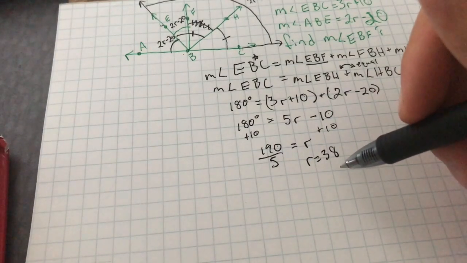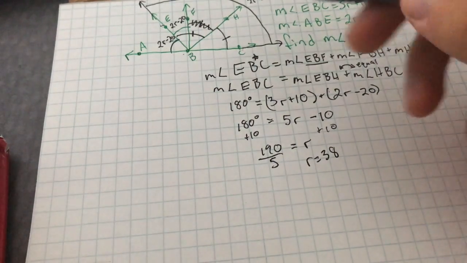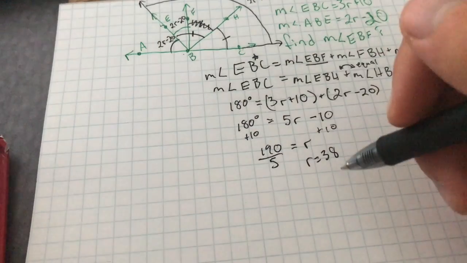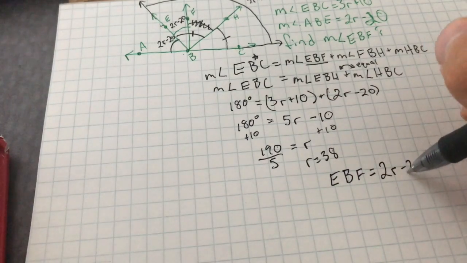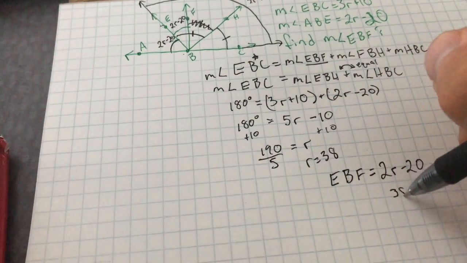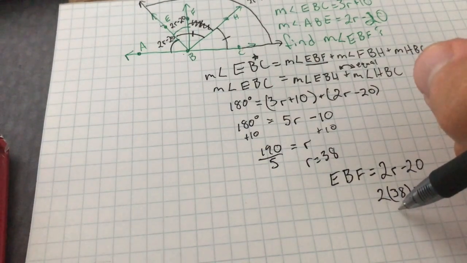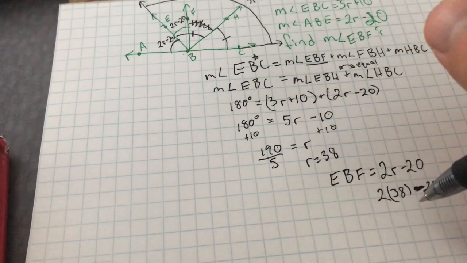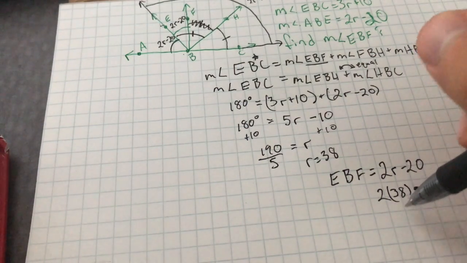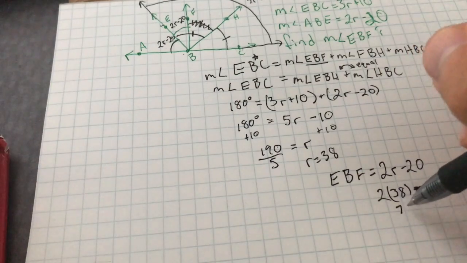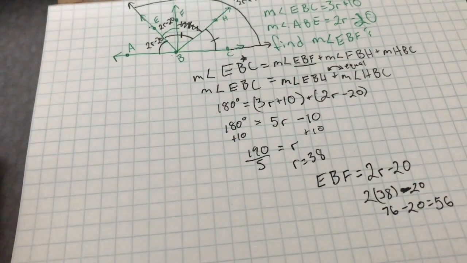Do we have enough information? We're solving for, again, EBF up here. So if EBF equals 2r minus 20 and r equals 38, then 2 times 38 is going to be 60 plus 16, which is 76, minus 20 equals 56. And that's what the book says.